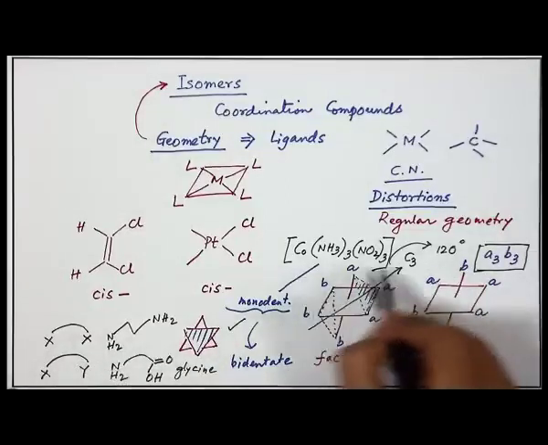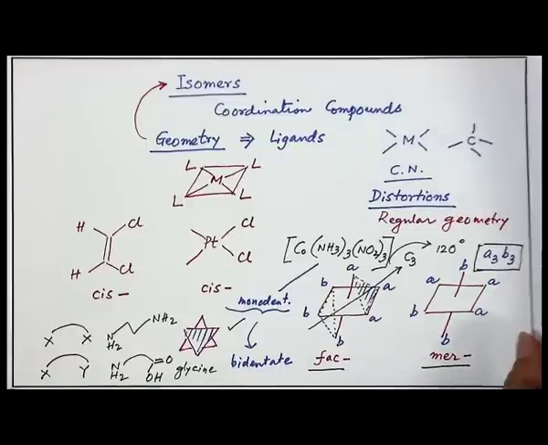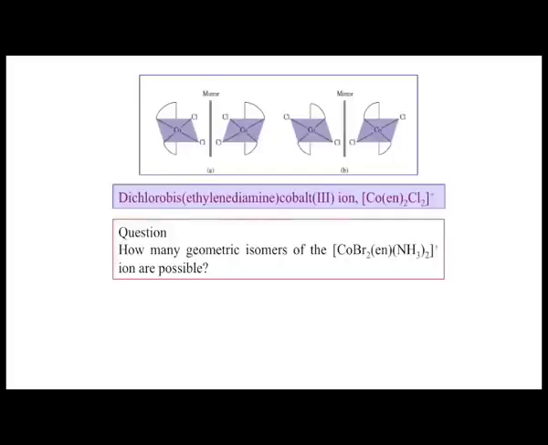For the very simple monodentate ligands, we can have the facial isomer and the meridional isomer. What we will see next is how we get the corresponding arrangement where the cobalt center has one bidentate ligand and another bidentate ligand.